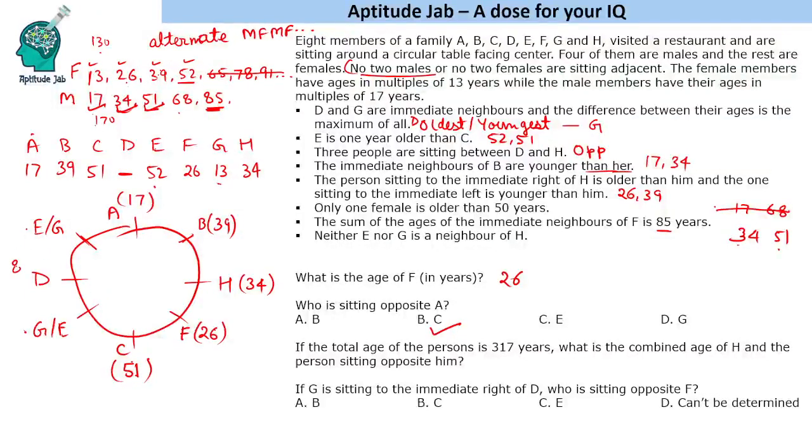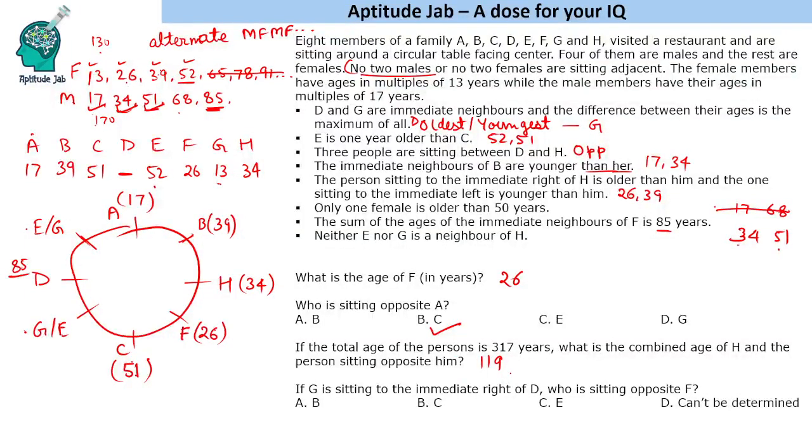So that means D is 85 as per this condition. We do not know the age of D, but as per this condition, D is 85. So what is the combined age of H and the person opposite him? H is 34 and D is 85. So the total age is 119.